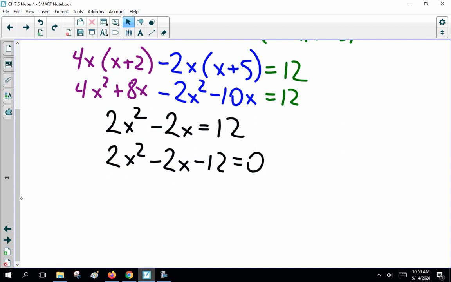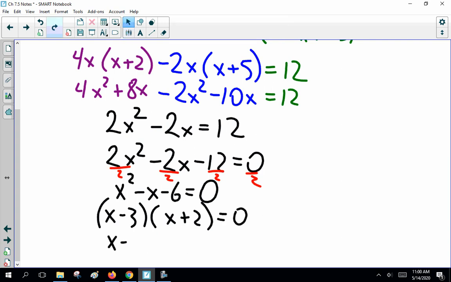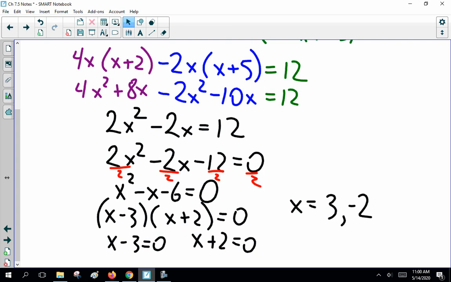Now, keep going. What have I got? Now I divide everything by 2. I should just write it out here. I just forgot. So I've got x squared minus x minus 6 is 0. X minus 3 times x plus 2 is 0. So x minus 3 is 0. X plus 2 is 0, which gives me x equals 3 and minus 2. So, see how this goes? So it's not so... What the heck? Sorry. My bad. That's how that goes.